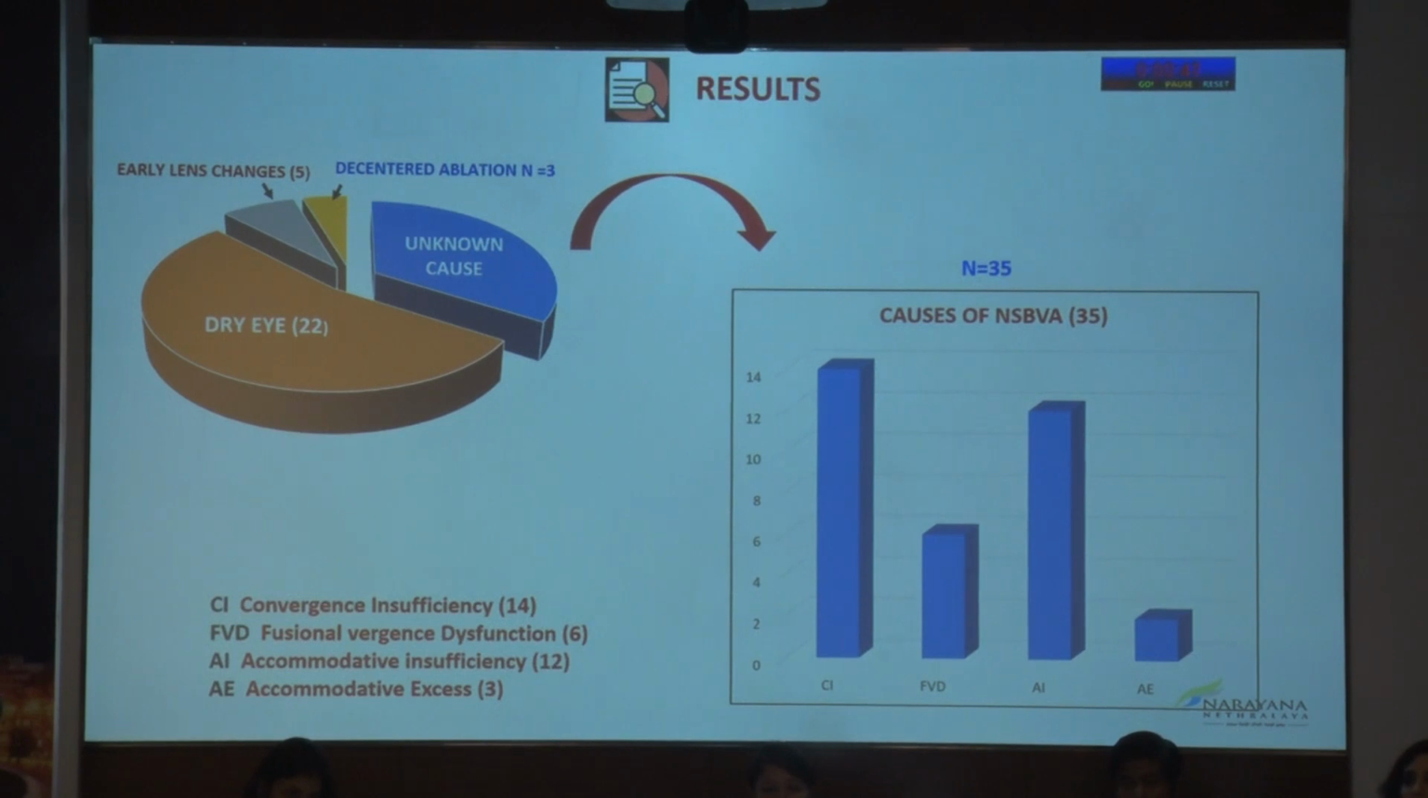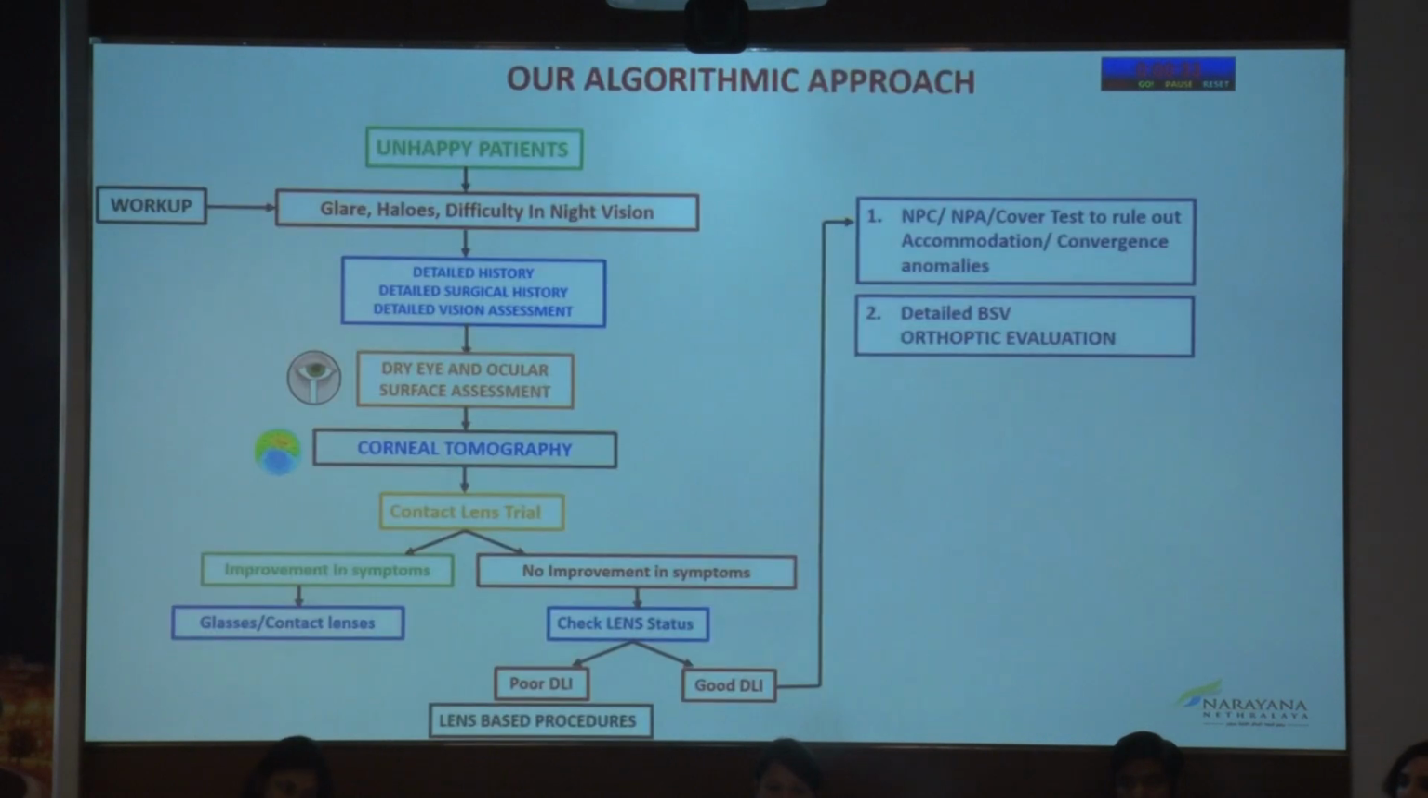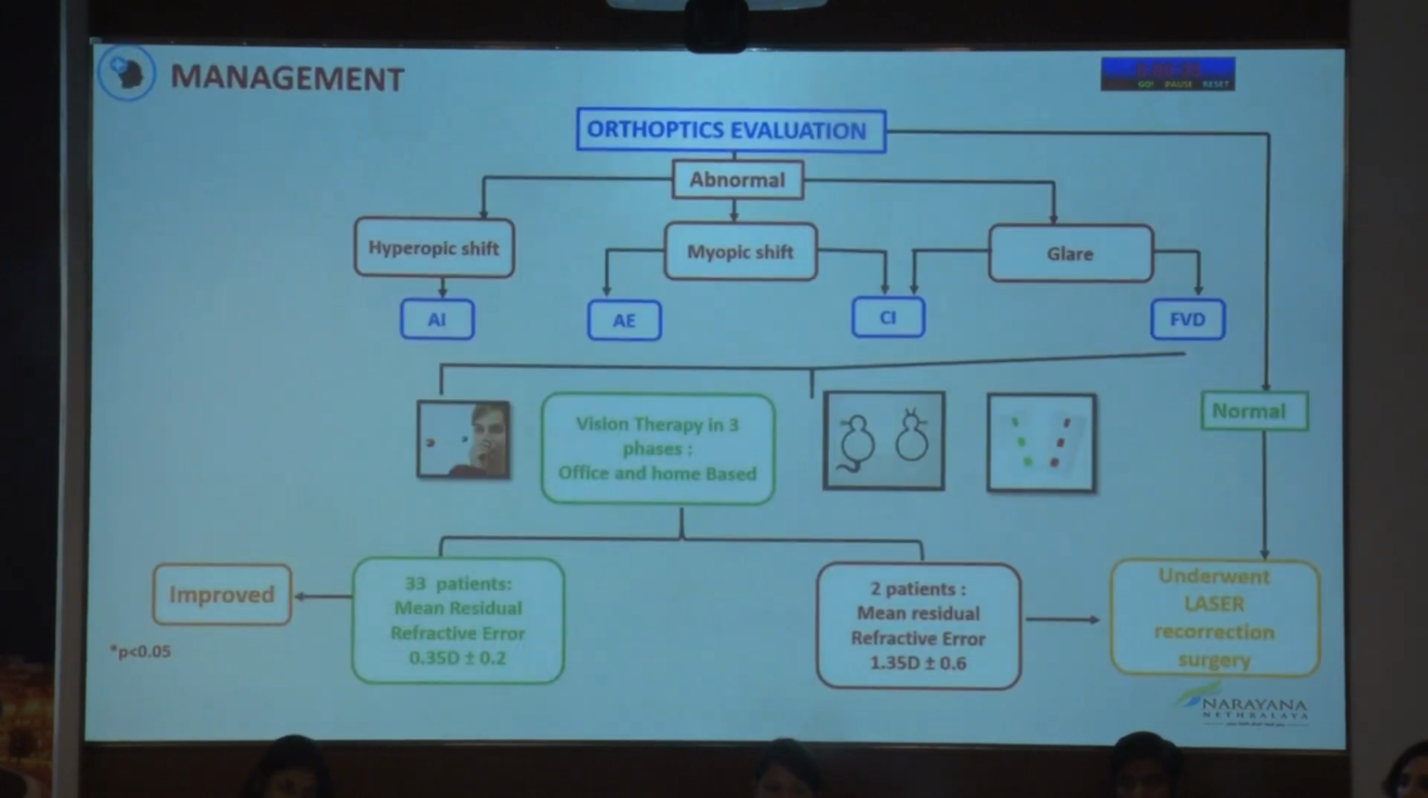We now know that it's a screen-based lifestyle that we are leading, and this is the most important and the most common cause which we are getting, followed by accommodative insufficiency, and then we do get some patients in the mixed category of fusional vergence dysfunction. So what can be done for these patients? This is the orthoptics evaluation and the protocol which we follow.